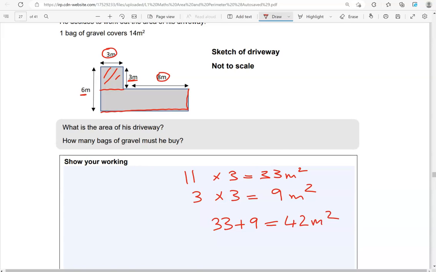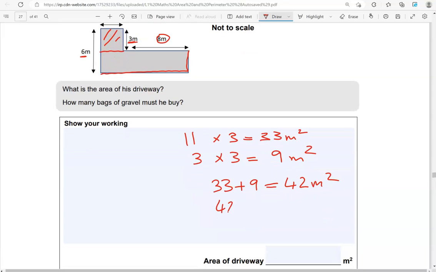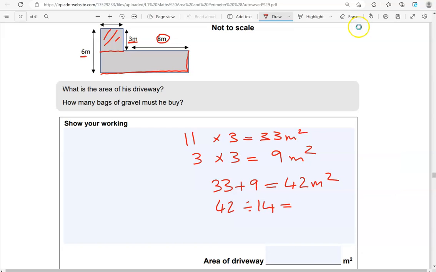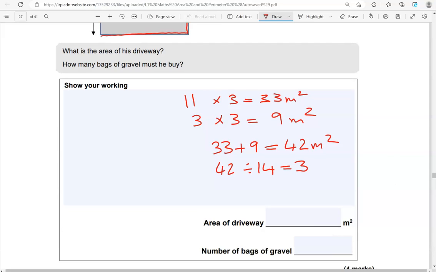And a bag of gravel covers 14 square meters, so if we do 42 divided by 14, that should give us how many bags are needed. And that is 3. So exactly 3 bags are needed.